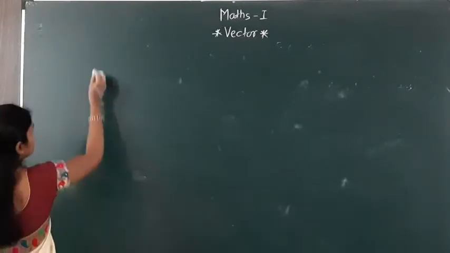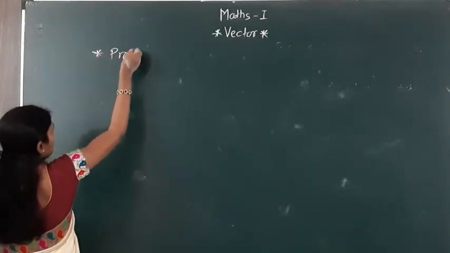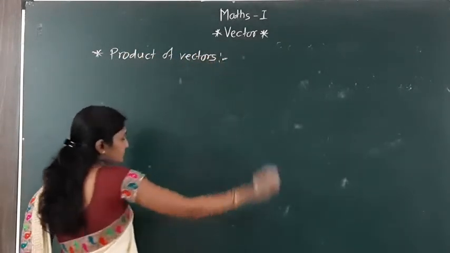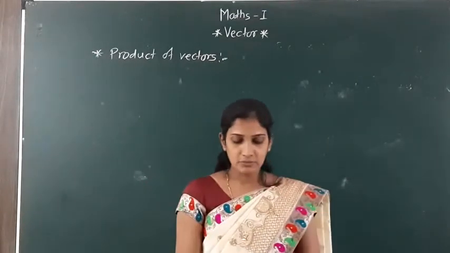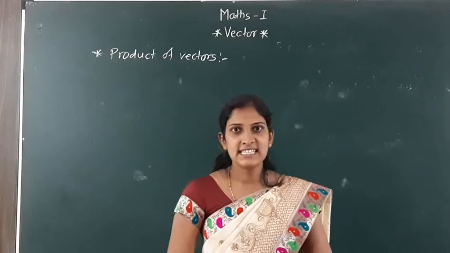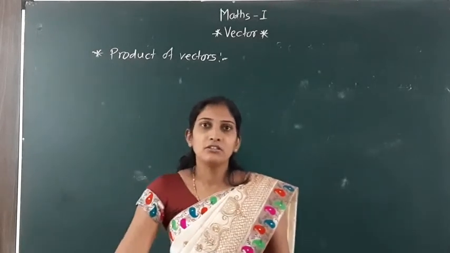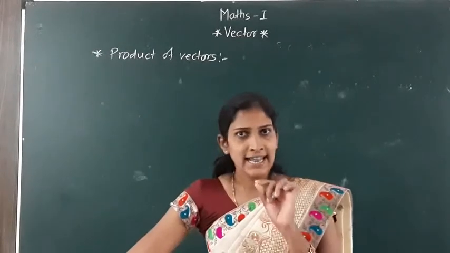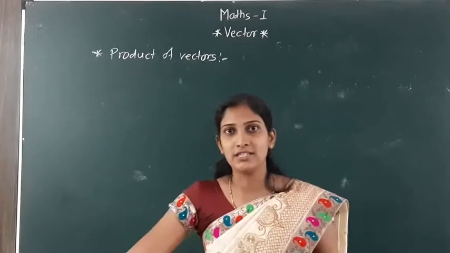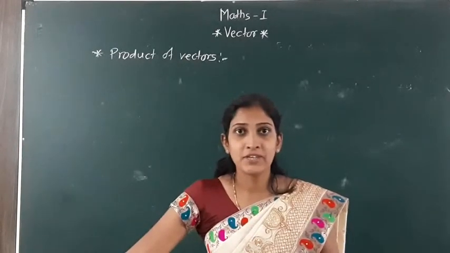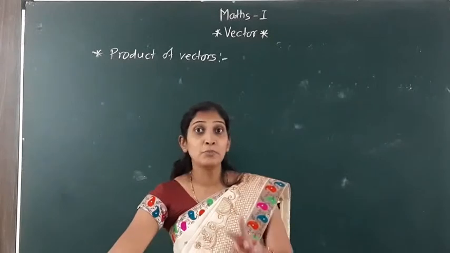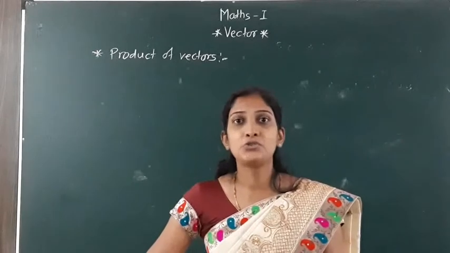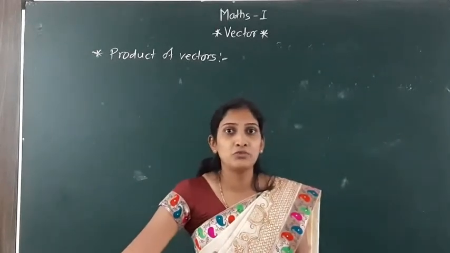Product of vectors. How do we get the product of two vectors? Similarly, we make a multiplication of two numbers, that is 1 into 3 is 3, 2 into 3 is 6. Like that, we have to multiply two vectors. Then how do we multiply those vectors? There are two types of product of vectors. What is that? One is scalar product, that is dot product, and another is vector product, which is cross product.